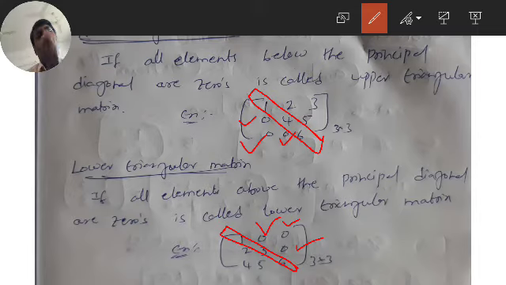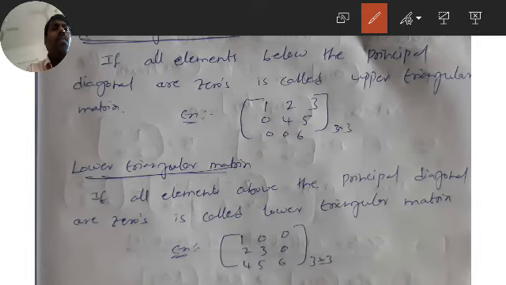Are you getting? So principal diagonal, all below elements are 0, then we call it an upper triangular. Principal diagonal, all above elements are 0, then we call it a lower triangular matrix. So these are the types of matrices.